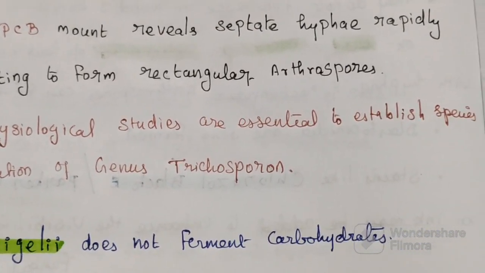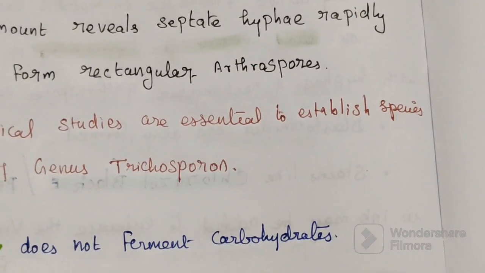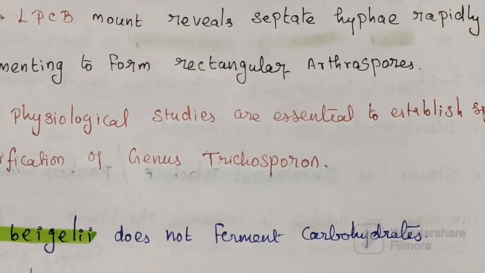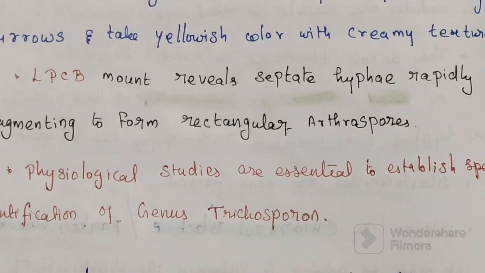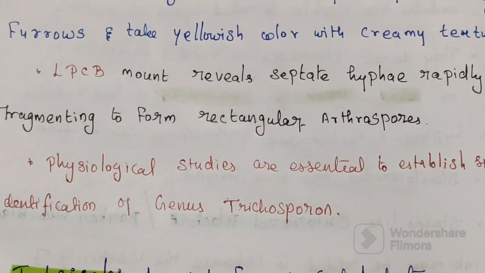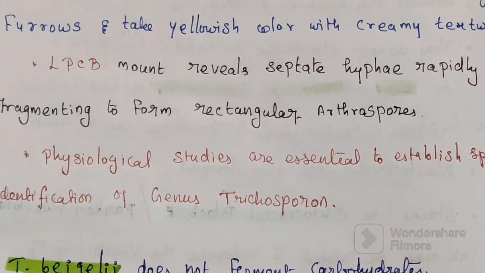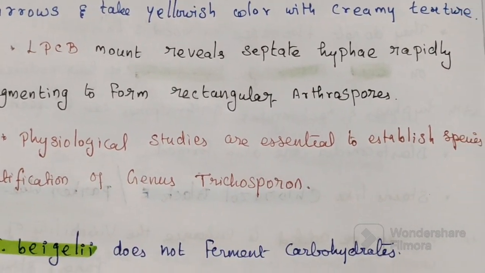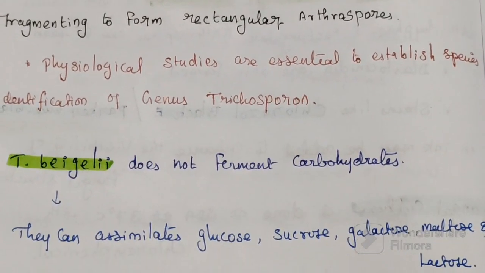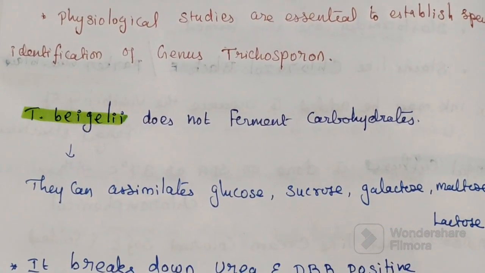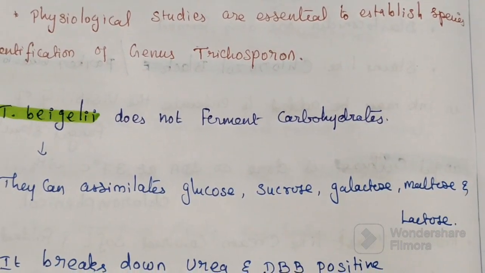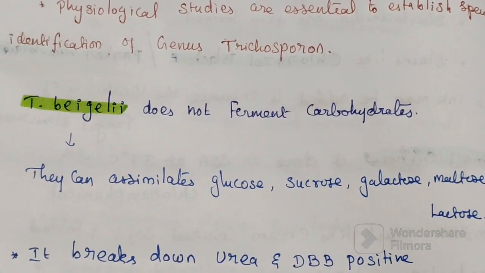Physiological studies are essential to establish species identification of genus Trichosporon. Lactophenol cotton blue shows septate hyphae that form rectangular arthrospores. Then this Trichosporon does not ferment carbohydrate.